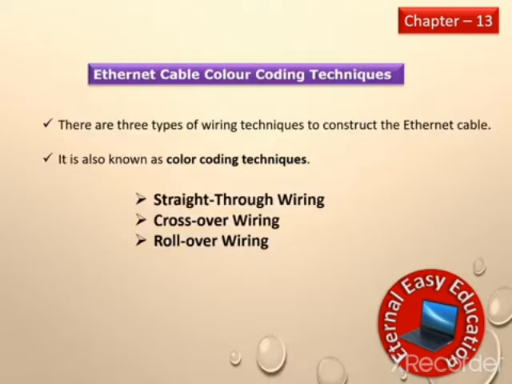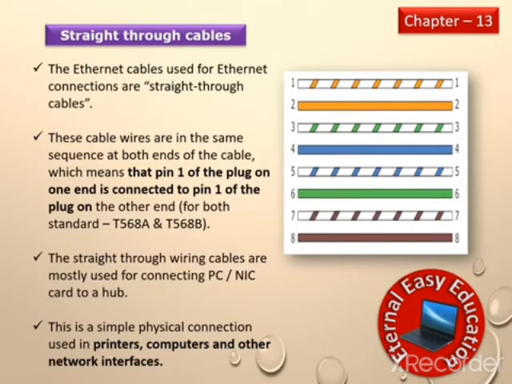The next topic is Ethernet cable color coding techniques. There are 3 types of wiring techniques, that is said to be color coding. These color coding techniques are, first one is straight through wiring, next one is crossover, next one is rollover. So what is straight through cable? The cables used for Ethernet connections are straight through.